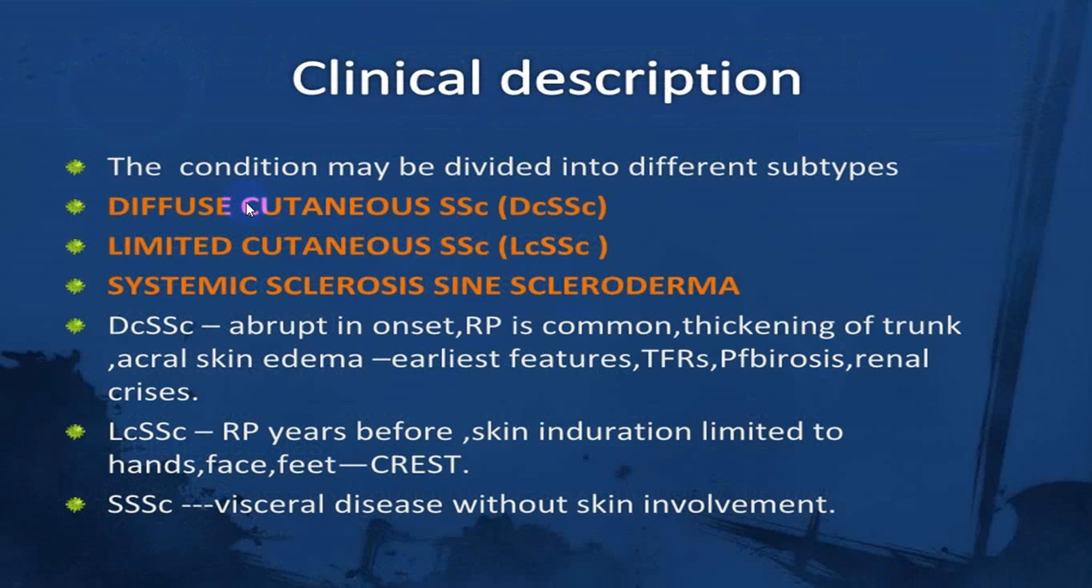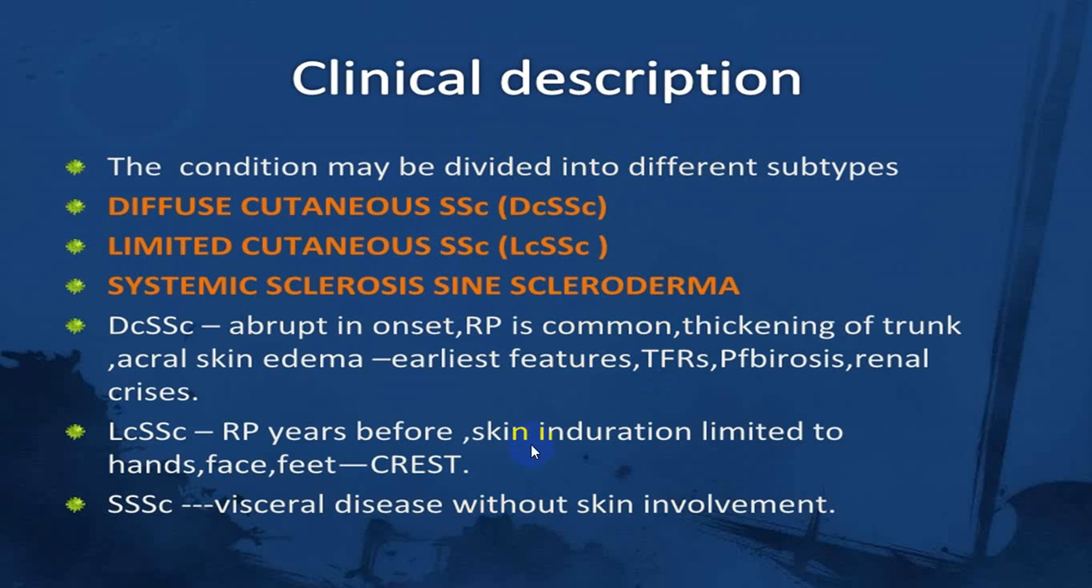So divided into diffuse, limited, and systemic. We already mentioned that diffuse, that is DC, is for diffuse cutaneous sclerosing scleroderma. So abrupt onset, where Raynaud's phenomena is common. In a diffuse variety, Raynaud's phenomena is very common. Thickening of the trunk, acral skin edema. Earliest features will be pulmonary fibrosis, renal involvement, and also you will have different parts of the skin involvement.